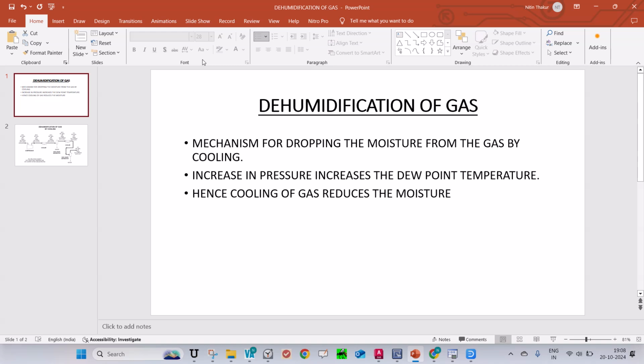Our other focus would be on how, when we increase the pressure, the dew point temperature also increases, and how we can use that increasing pressure to do the cooling and remove the moisture by ambient air.